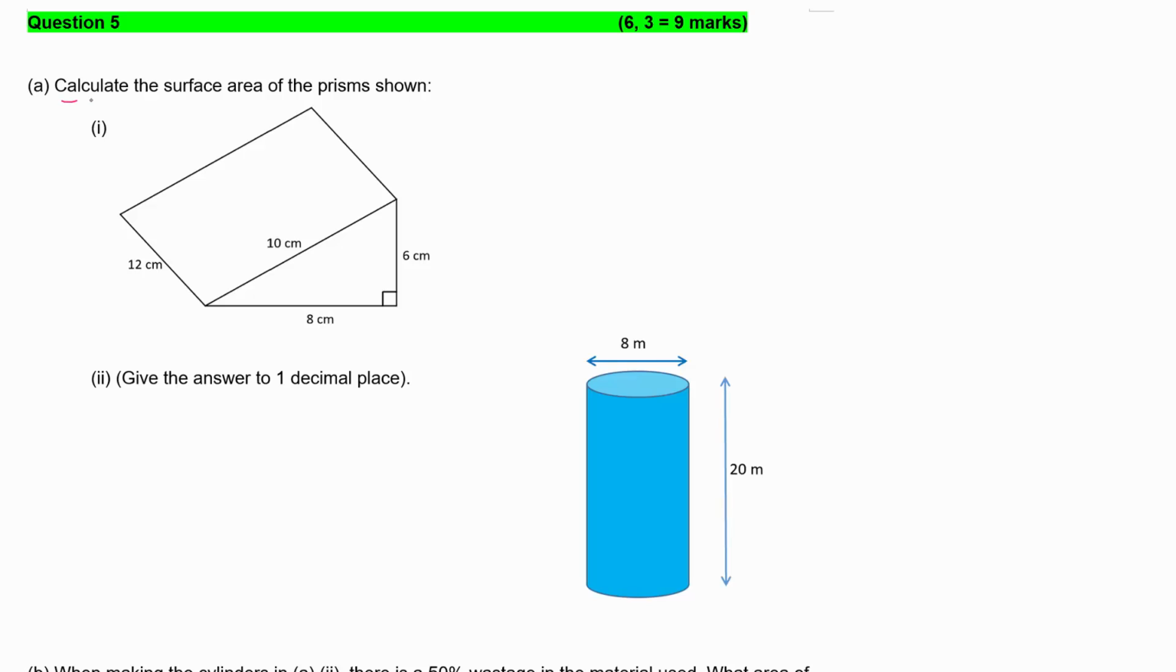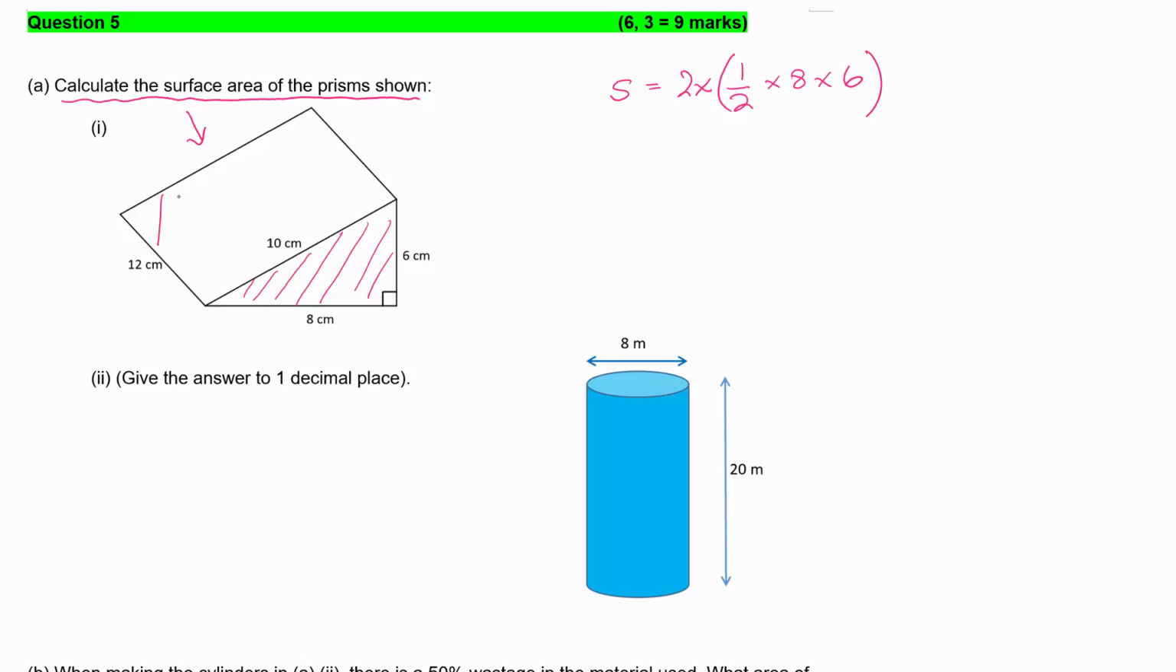So we want to calculate the surface area of the prisms shown. The first one that we have here is a triangular prism with a right-angled triangle. Now we've got this end surface here, which is a triangle, and we know that the area of that will be half times the base times the height. But we'll have one over here on the far side as well. So we've got two of those.